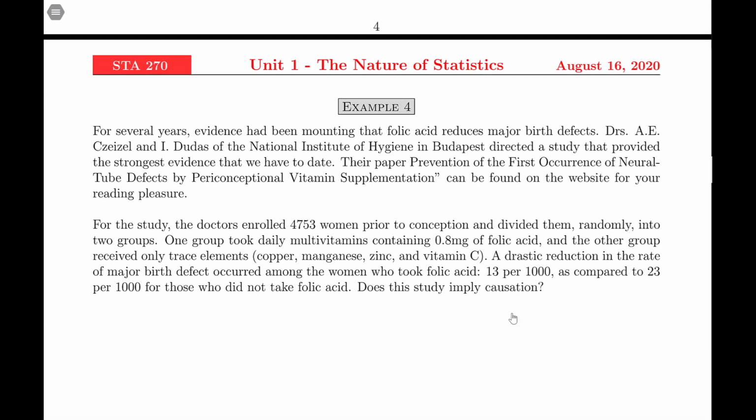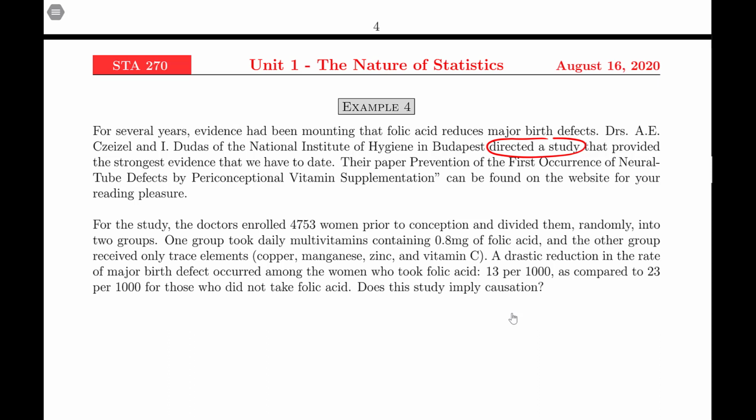With the fourth example, we're talking about folic acid possibly reducing major birth defects. So two doctors, Doctors A.E. Zeisel and I. Dudas of the National Institute of Hygiene in Budapest, conducted a study that provided the strongest evidence that we have to date. And right there we already can see, when it says they conducted a study or directed a study, those three little words that I circled, we already know that this is a designed experiment.